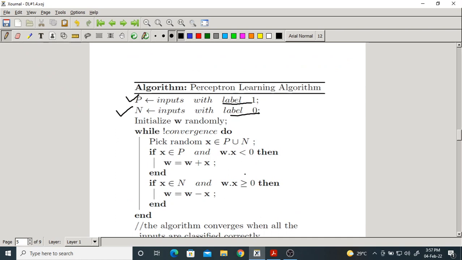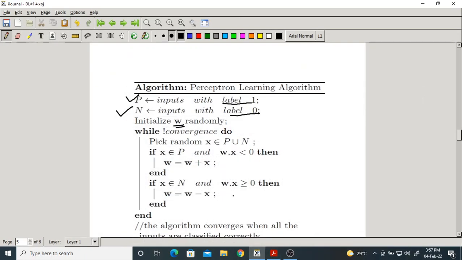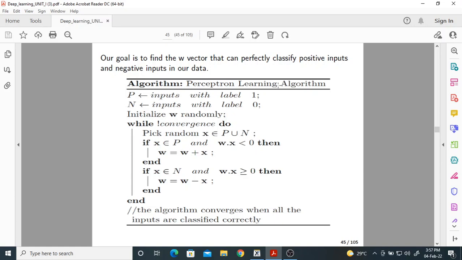Right. So here, what is the job of this algorithm? We have to choose W properly so that this algorithm can classify our movies properly. Classify properly means it will divide the positive inputs and negative inputs properly.